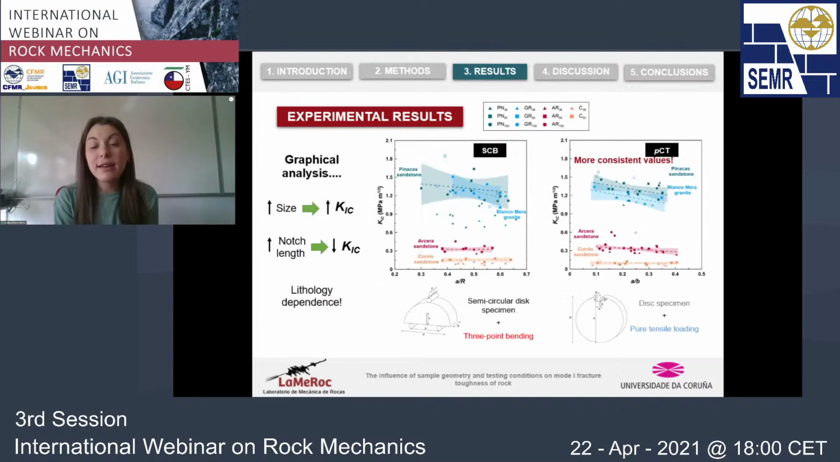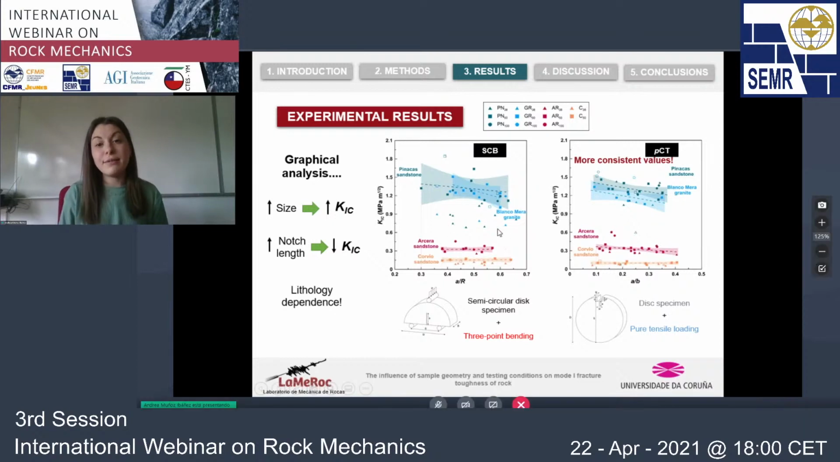So these are the results of fracture toughness that we got after performing, I think, almost 150 experiments in total. So I'm plotting here the results as a function of the notch length ratio for the SCV on the left and for the PCT on the right. I'm also showing with different colors the 4 lithologies that we have used, and each symbol here is representing a different specimen size. So we can see at first glance that the values are comparable from one method to the other, but we also observe that they are more consistent for the case of the PCT, especially for the smaller samples, which are these triangles here, which are much more scattered for the SCV.